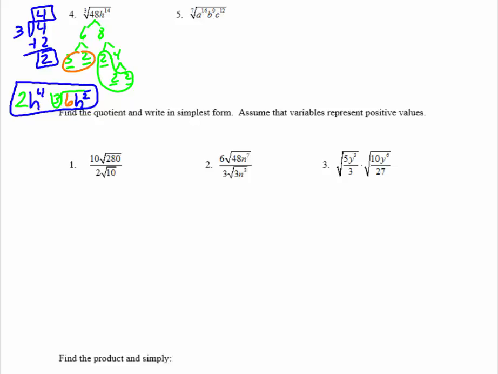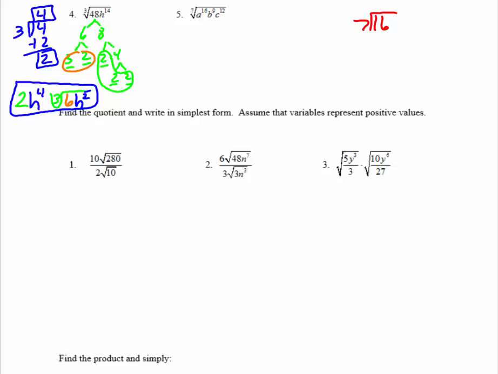Number 5, the 7th root of a to the 16th, b to the 9th, c to the 12th. Well, we don't have any numbers to deal with, but we do have lots of variables. So how do we start it off? We take the power divided by index. So 16 divided by 7, if we're going to work with the variable a.